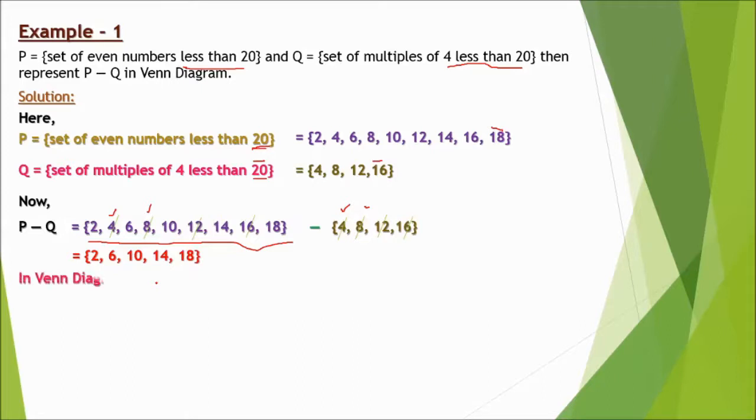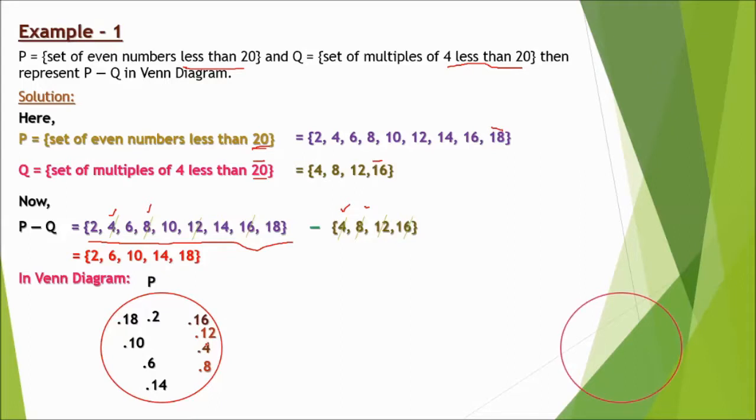Now in the Venn diagram, this is the ring for set P, and you can see the ring for set Q also. Now let's fill in the elements first. Now these here are the common elements. 16, 12, 4 and 8 are the common elements, and you can see the ring Q also. In ring Q, there are only 4, 8, 12 and 16.